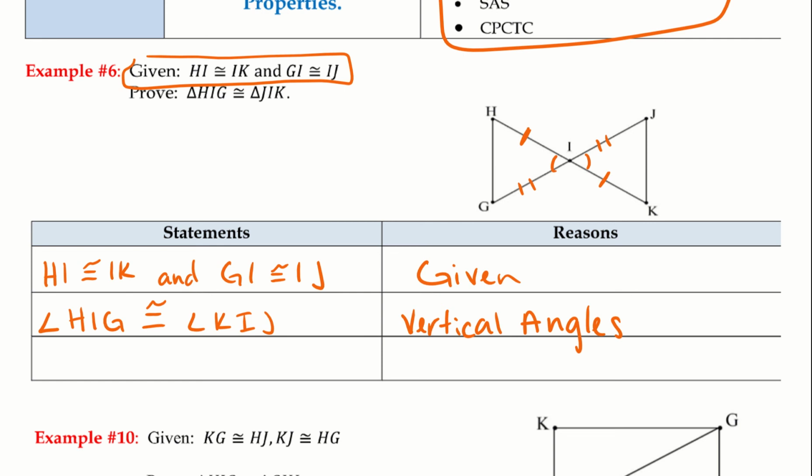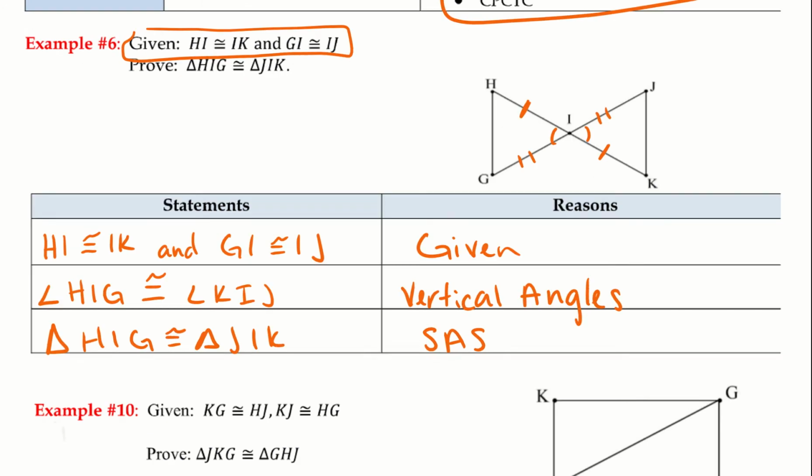All right, and then my final statement. Now I have side, angle, side. Perfect. So I can now say that triangle HIG is congruent to triangle JIK because of side angle side.